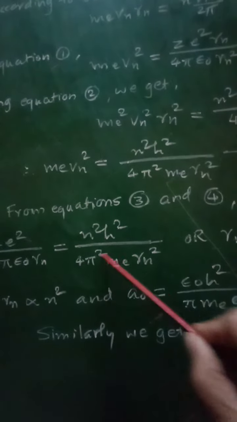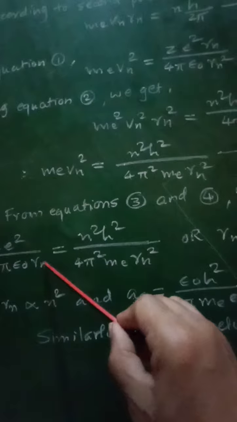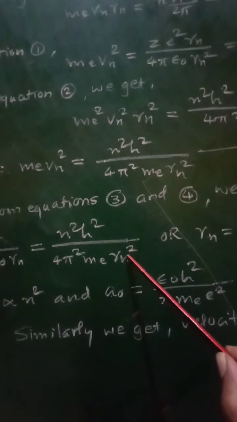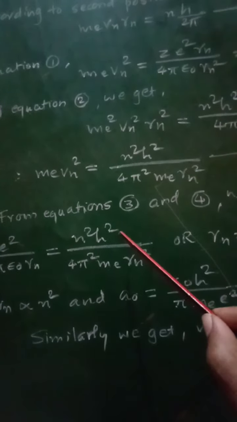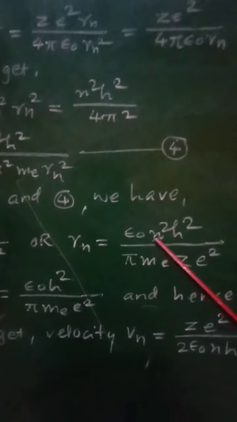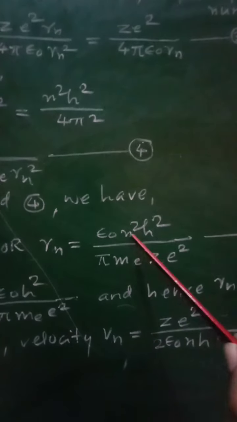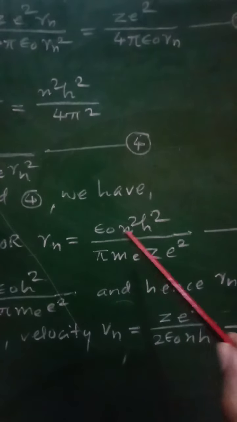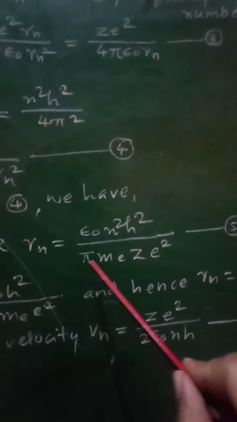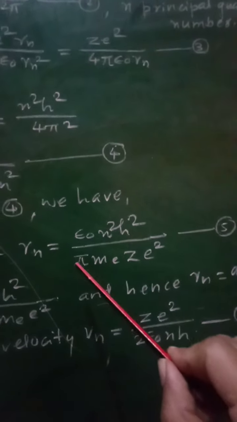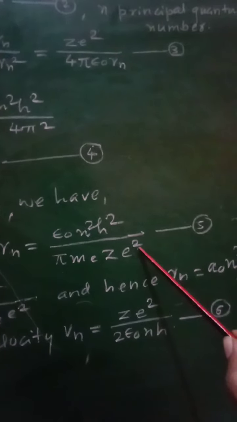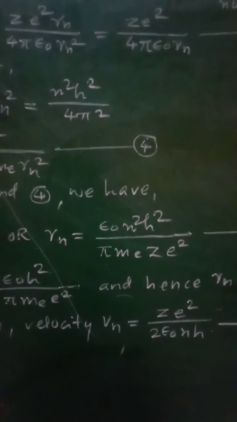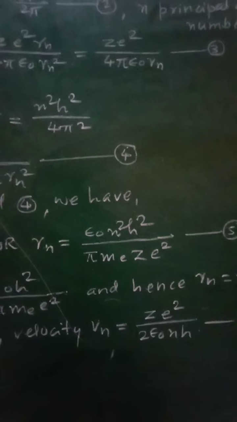From this relation, this Rn will get cancelled with one Rn from the square, then this Rn will be taken towards the left and all the terms on the left will be taken towards the right. Therefore we will get Rn equal to epsilon 0 n square h square upon pi me Z e square, equation number 5. This equation will give us the radius of the Bohr orbit for the nth orbit.